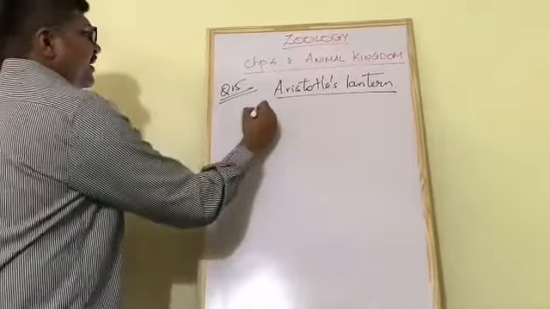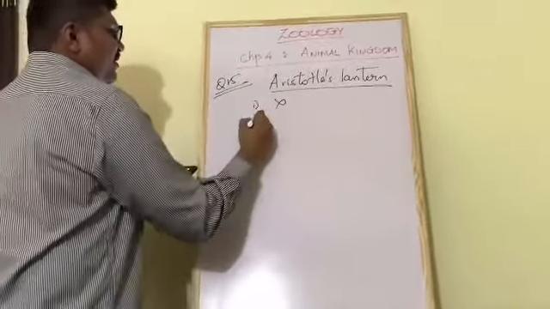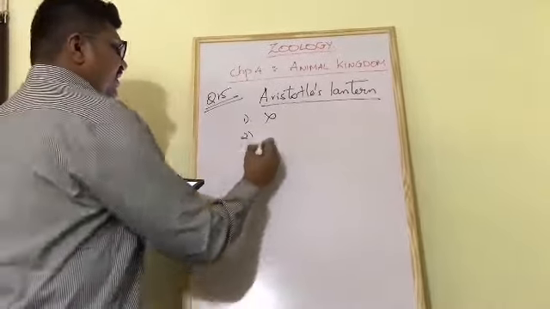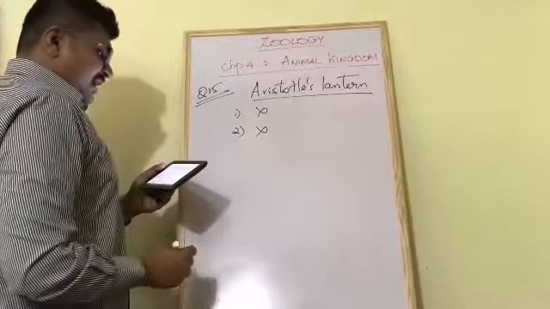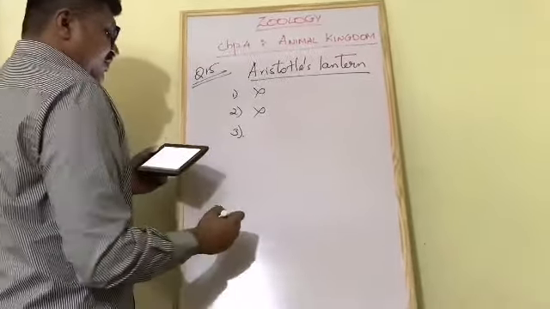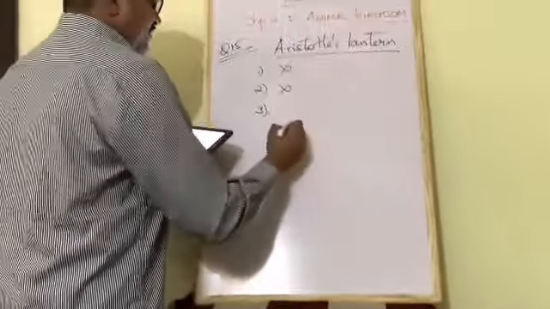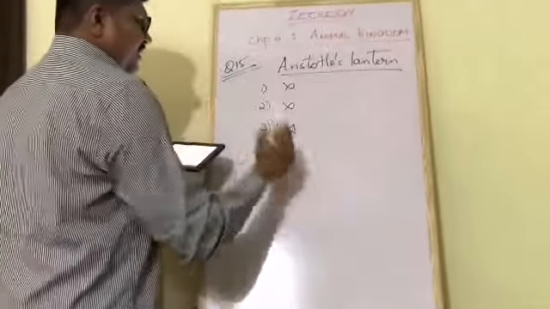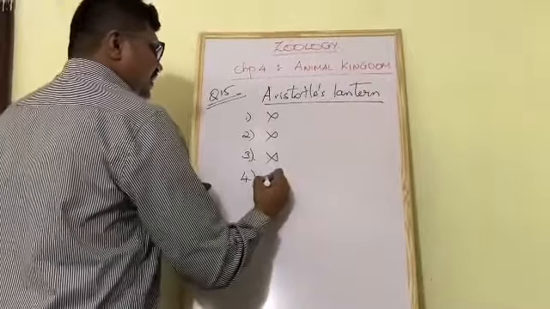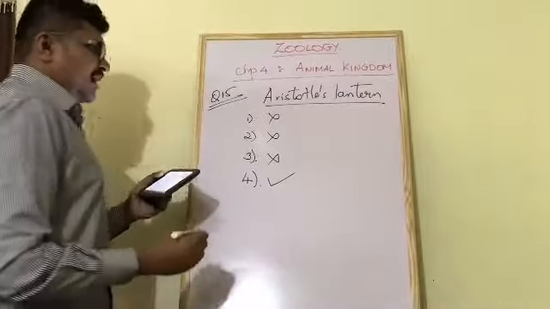Option number 1 is jellyfish. Jellyfish does not contain Aristotle's lantern. Option number 2 is sea anemone. Sea anemone belongs to phylum Cnidaria. It doesn't contain. Option number 3 is sea lily. Sea lily is Echinodermata, but it does not contain Aristotle's lantern. 4th option is sea urchin, and sea urchin does contain Aristotle's lantern.